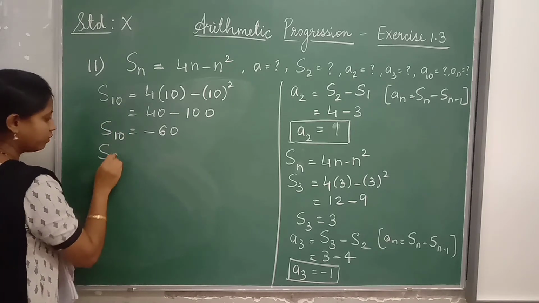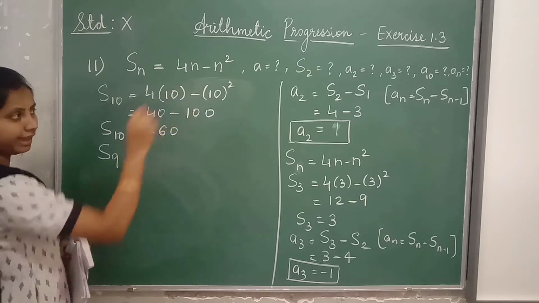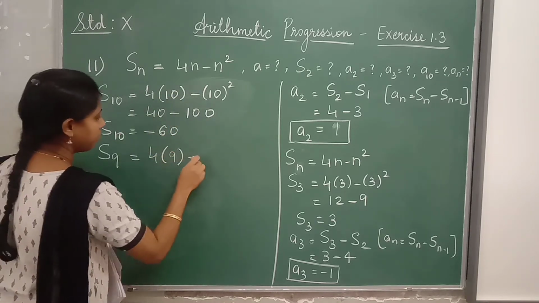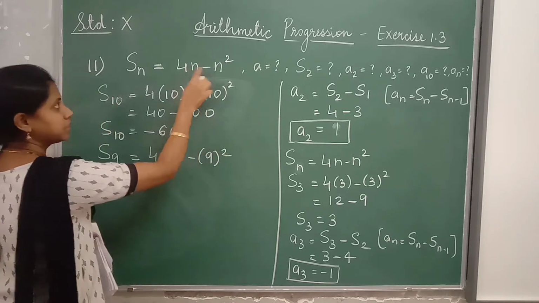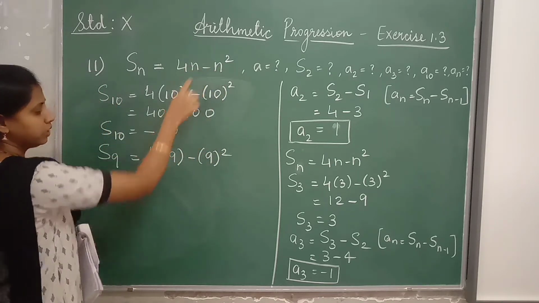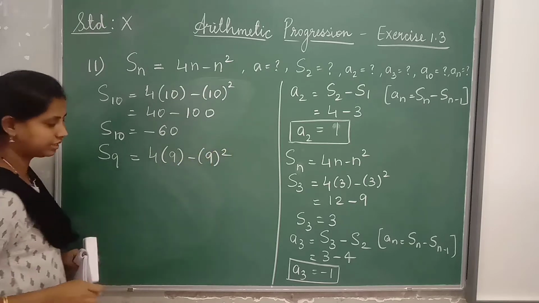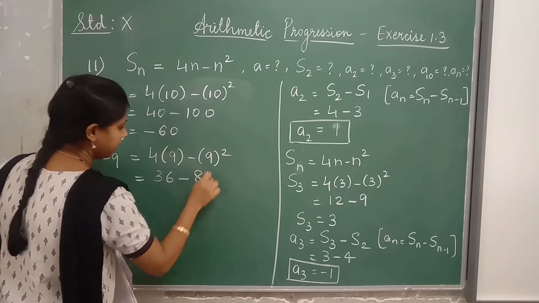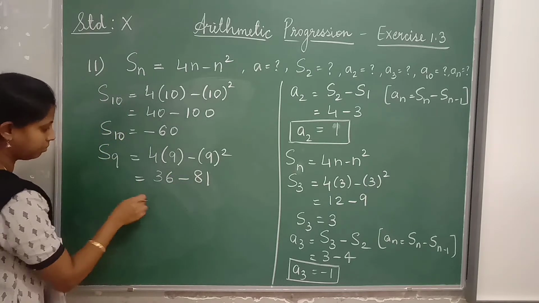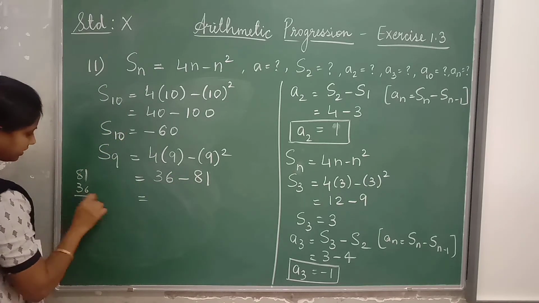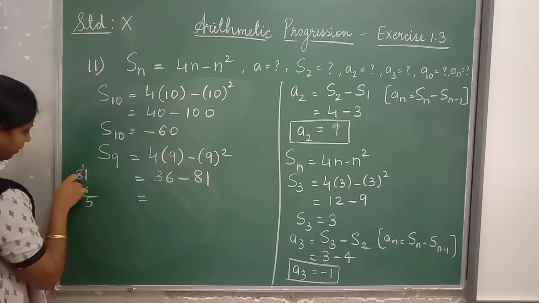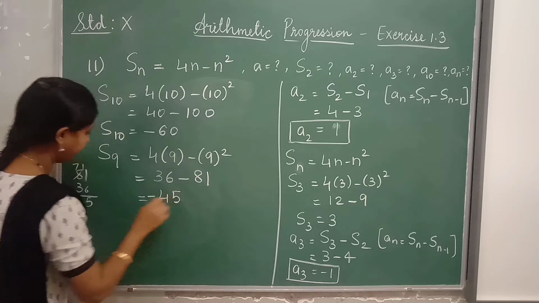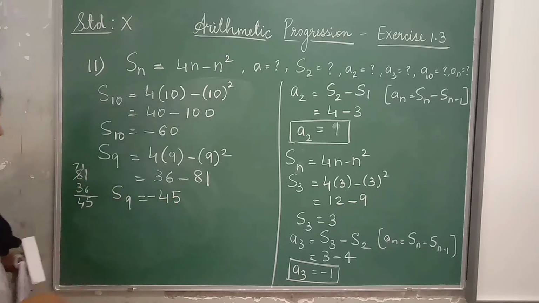Now we have to also find the sum of 9 terms. To find A10, substitute 4 into 9 minus 9 square. We are substituting in this: 4 into 9 minus n square, that is 9 square. So 4 9s are 36 minus 9 square is 81. So 81 minus 36, that is 45. Okay, minus 45 is the sum of 9 terms.